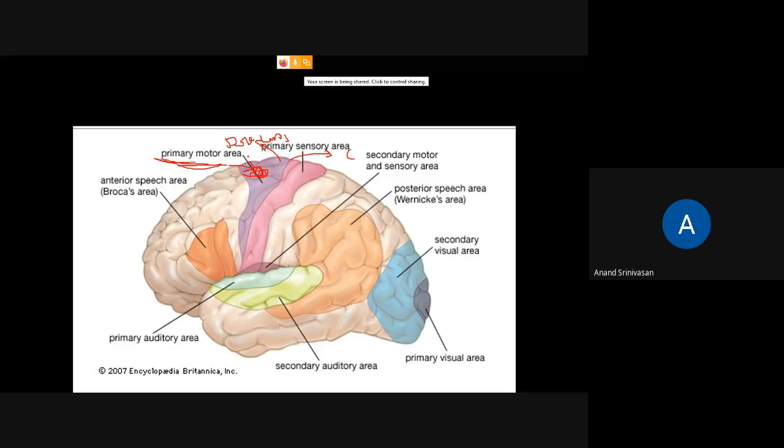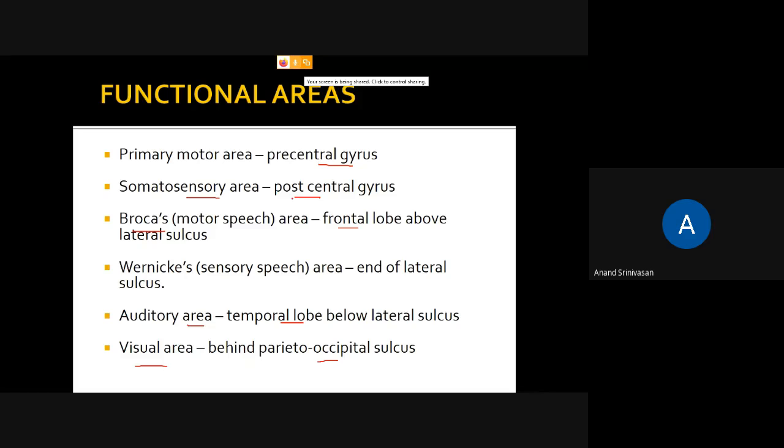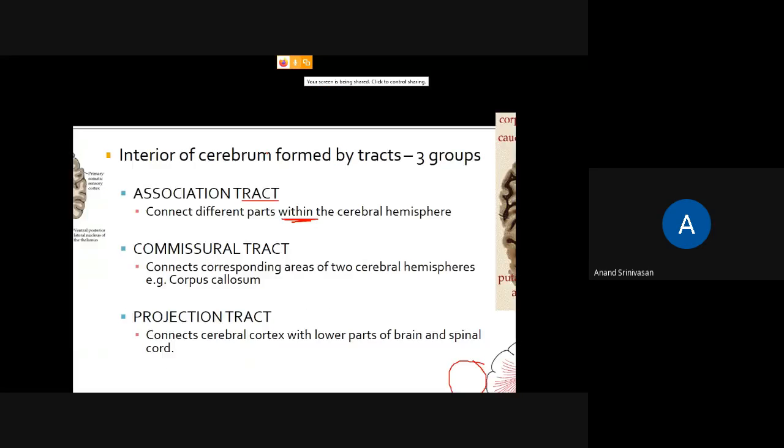So this is pre-central because it is located anterior to the central sulcus. Now the sensory area is located behind the central sulcus. This is called the post-central gyrus. Here you can see the post-central gyrus. The pre-central gyrus is concerned with motor functions, whereas the post-central gyrus is concerned with sensory functions. So what are the main sensory functions?